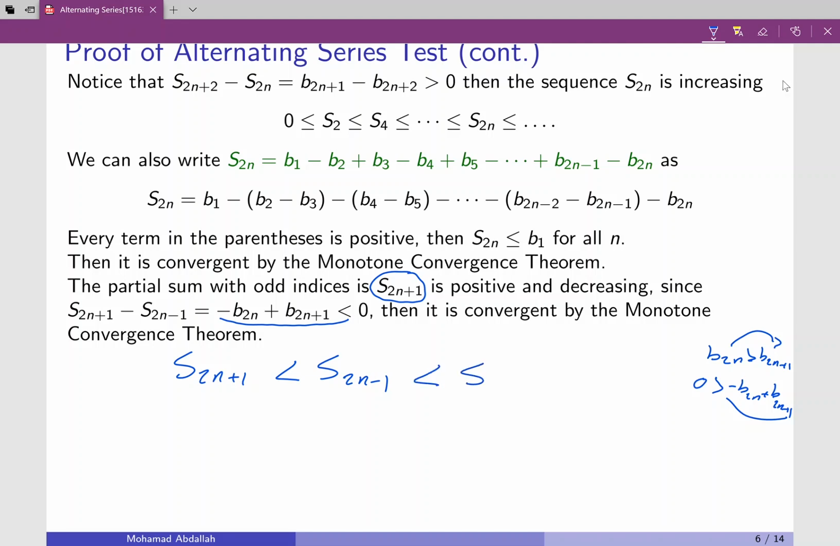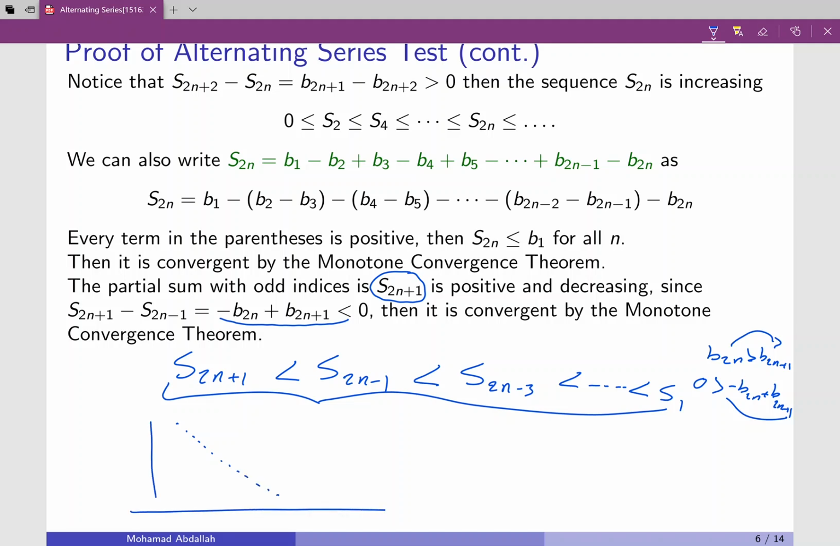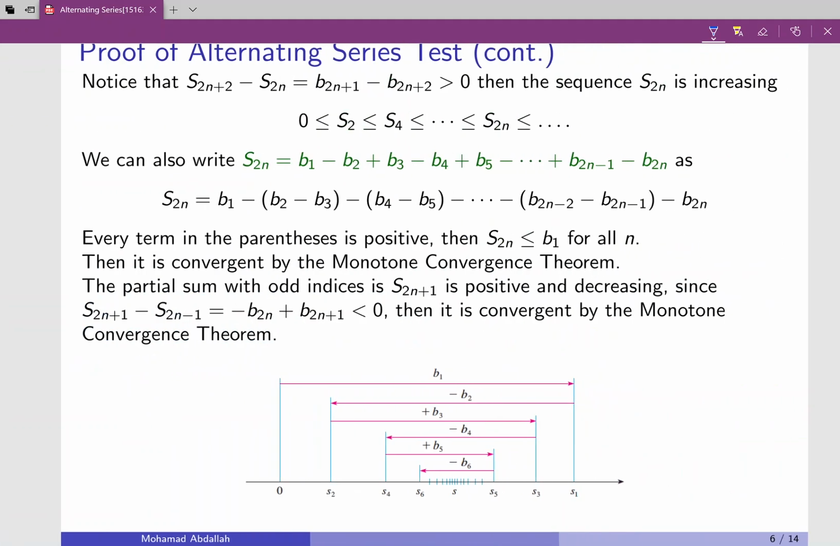Similarly, you can show that this is less than s2n minus 3. This is less than s1. Okay, so this means that this is a decreasing sequence. Moreover, I know it's positive, so it's going to be above the x-axis. So it's bounded below by 0. Monotonic, decreasing, bounded below, again, by the monotone convergence theorem, it's convergent. So the sequence is convergent by the monotone convergence theorem.